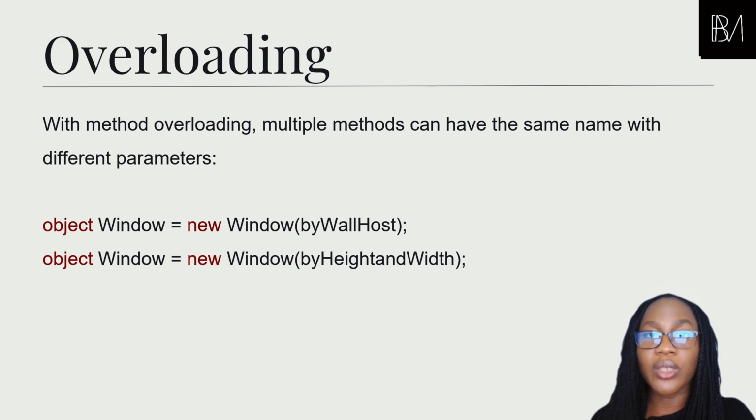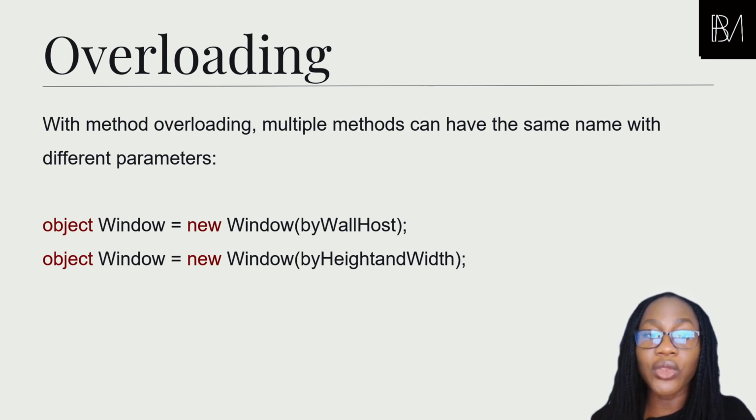So you will see this when we start coding is if I want to make something, there are more than one ways to make it. This is called overloading. So just because someone chooses to make their window in C Sharp by wall host doesn't mean that I can't also go and make the same window by height and width.